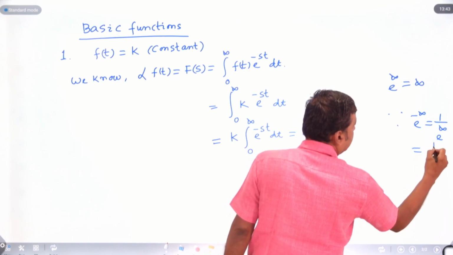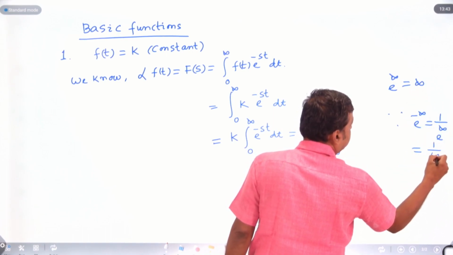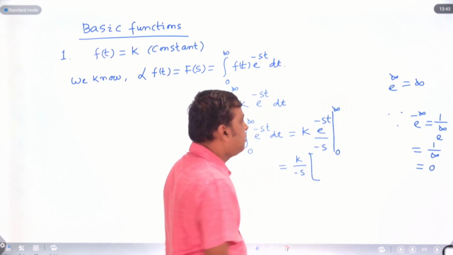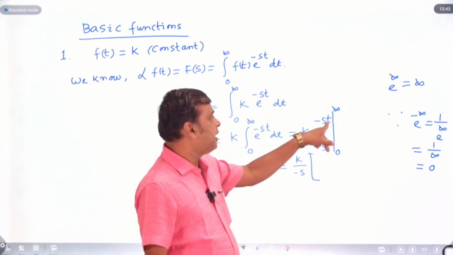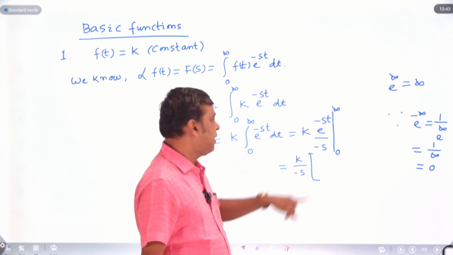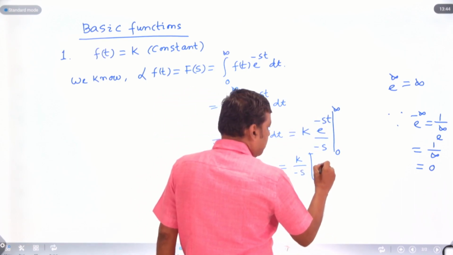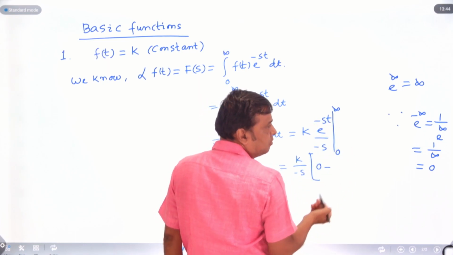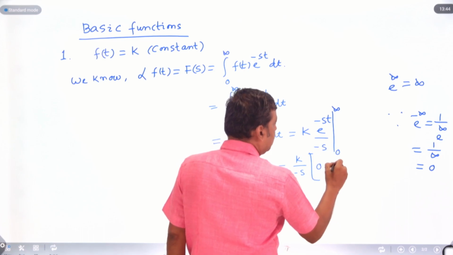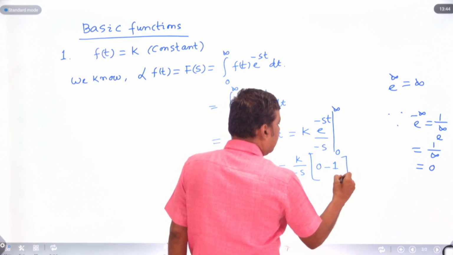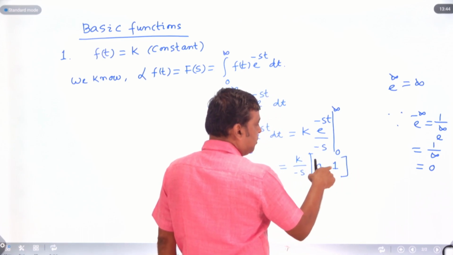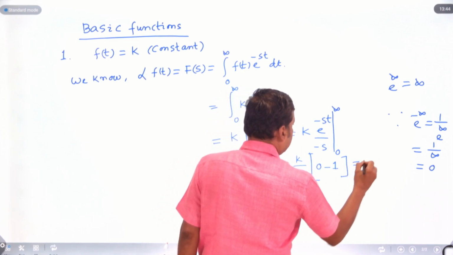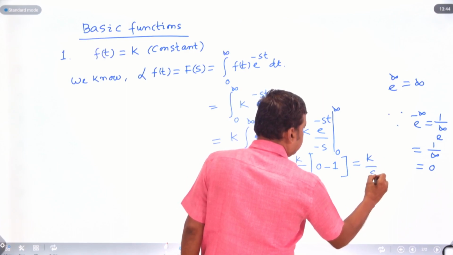And the value is 1 by e to the power infinity, and 1 by infinity is nothing but 0. So e to the power minus infinity is 0. If you put the upper limit t equal to infinity, e to the power minus infinity, that is 0, minus, put the lower limit 0, e to the power minus 0, which is e to the power 0, that is 1. So 0 minus 1, and minus minus is plus, it is nothing but k by s.